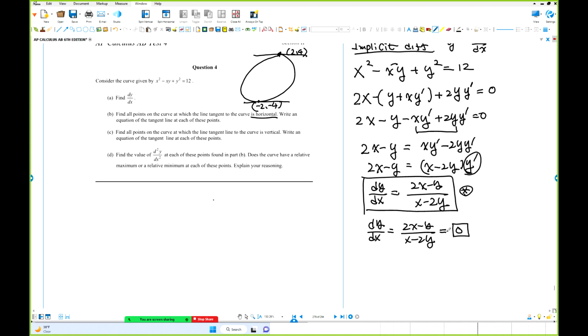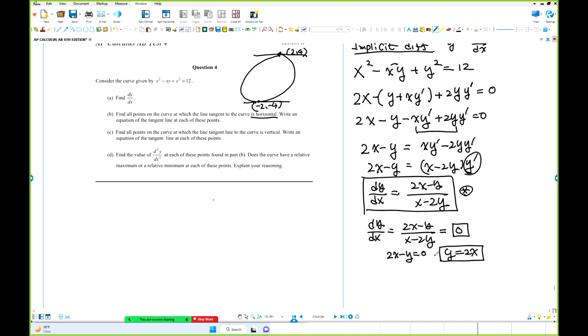Are you okay with this? The denominator cannot be 0; the numerator should be 0. What is that? 2x minus y equals 0, so y always equals 2x. That is the relation between the x coordinate and y coordinate of the point. Take a look over here: the y coordinate is 4 and the x coordinate is 2. 2 times 2 is 4, so the y coordinate is 2 times the x coordinate. If x equals negative 2, y is negative 4.